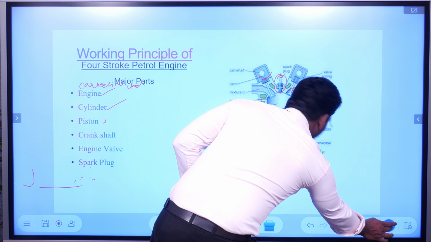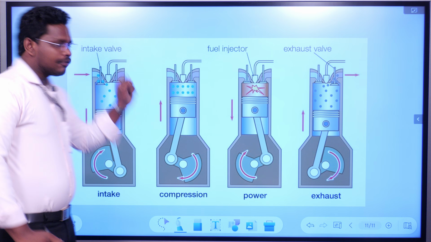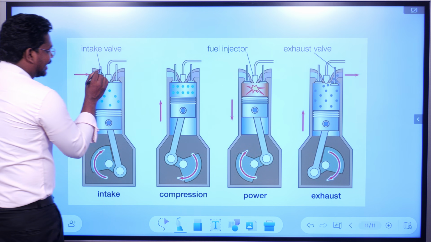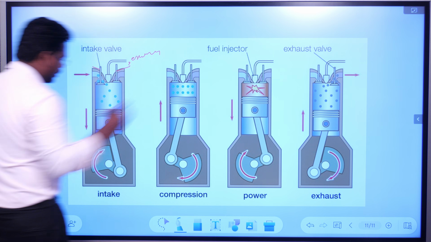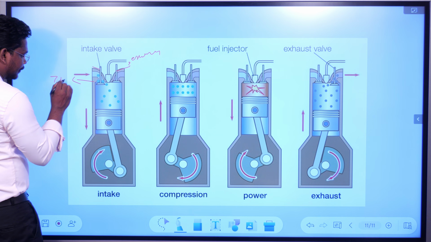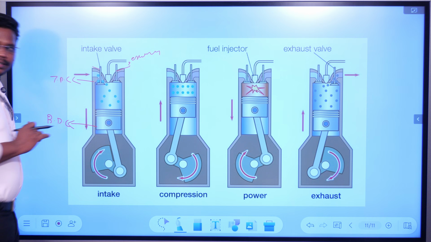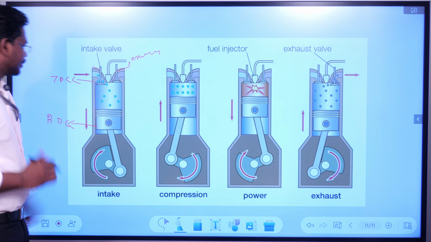First of all, the figure of the 4-stroke CI engine. The first parts are the inlet valve and exhaust valve. Next, this is the TDC position and this is the BDC position. TDC means top dead center, and this position is bottom dead center, BDC. Right.